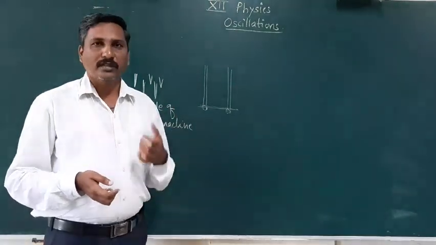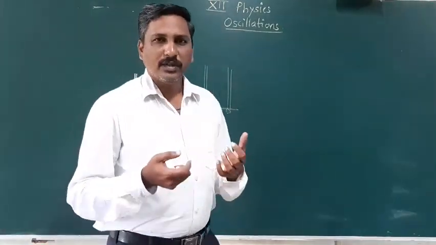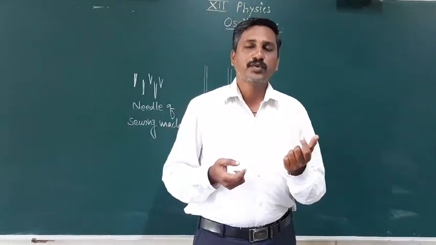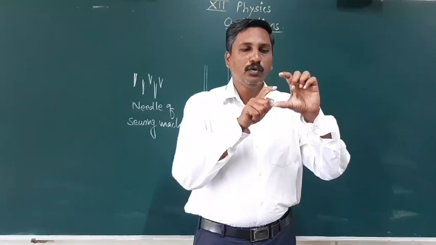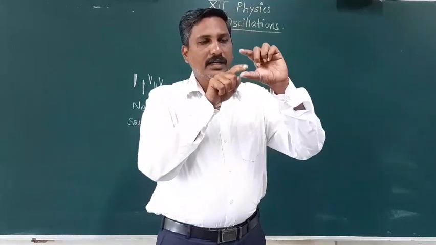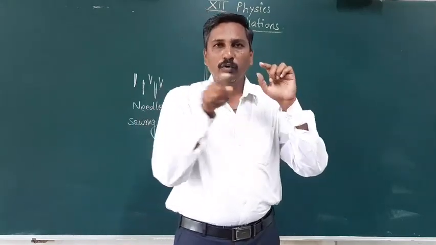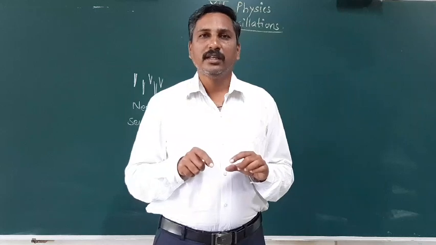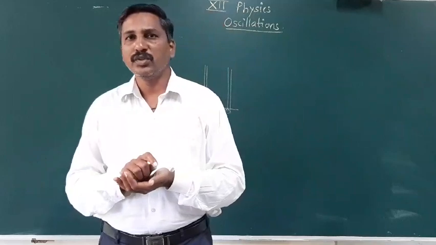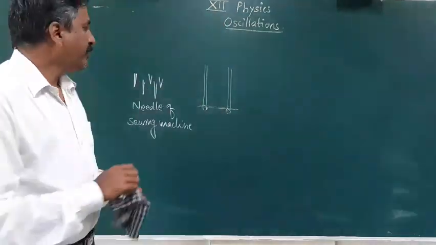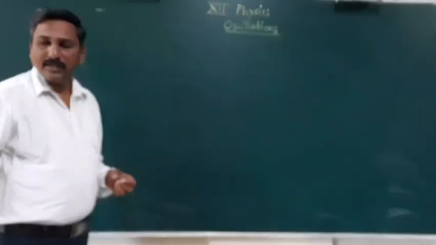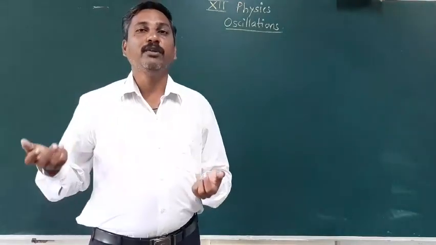oscillatory type of motion. Oscillatory type of motion means the motion of a body which is either to and fro or up and down. Either it is up and down or to and fro, then that motion is called the oscillatory type of motion. There are a number of examples of it. This oscillatory type of motion is again of two types: linear and angular.